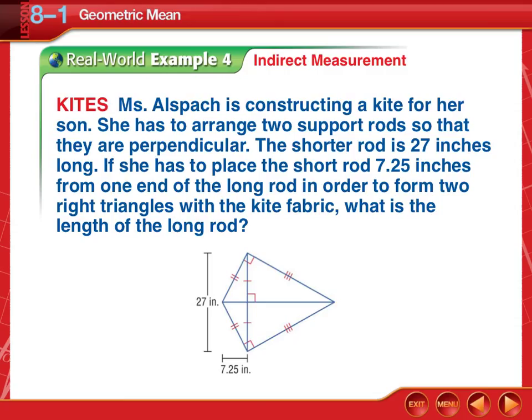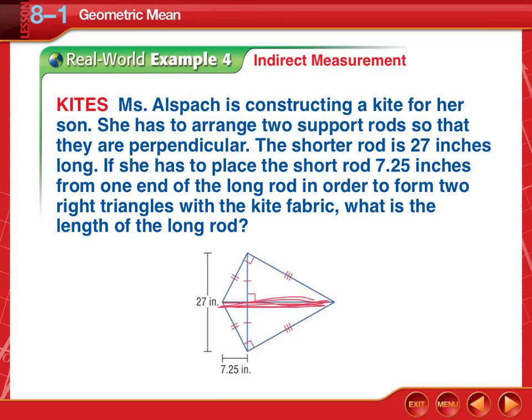The shorter rod is 27 inches long. If she has to place the short rod 7 1/4 inches from one end of the long rod in order to form two right triangles with the kite fabric, what is the length of the long rod? So what's being asked for here is this long rod. What is the length here?